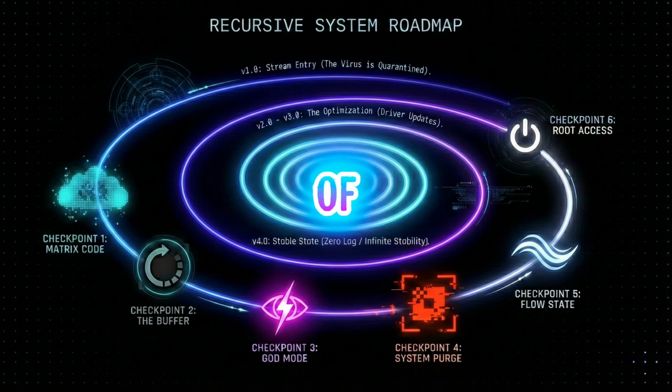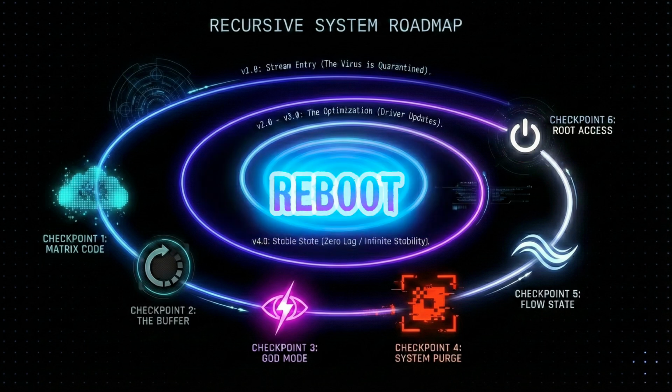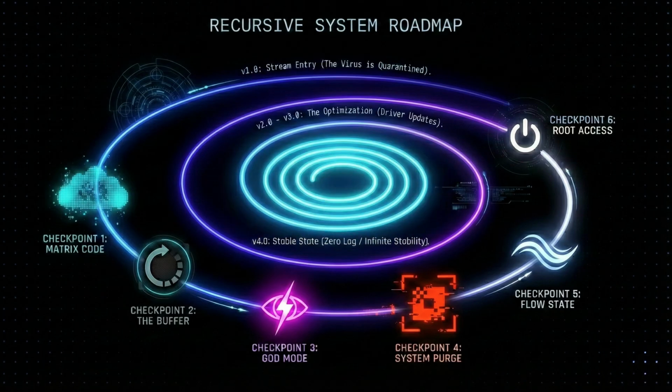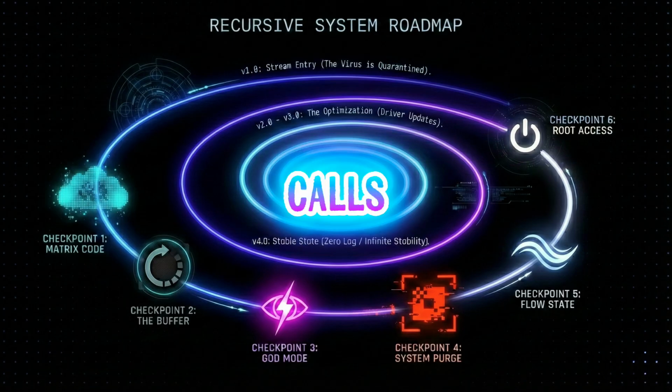The terminal expression of that state, checkpoint 6, the reboot, root access. This is the event horizon. The legacy terms are Magga and Phala, and fruition. The description in the roadmap is stark. It just says system halt. The rendering engine crashes. The source calls it cessation.